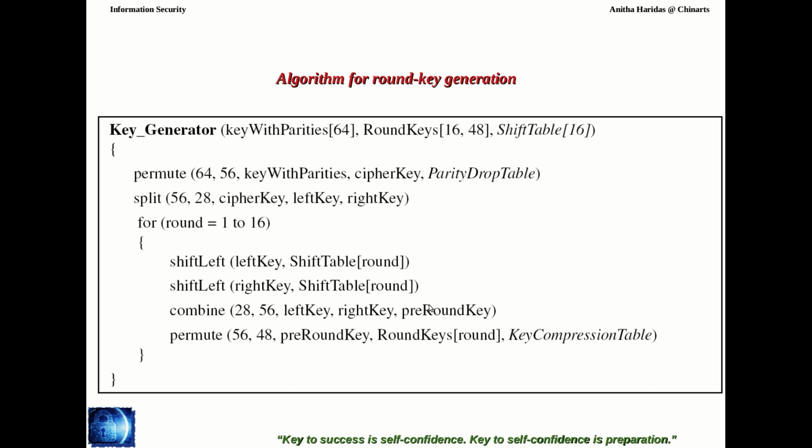Then it has to go to the compression P box, so again I go for the permute operation. In the permute operation, I use the key compression table, and here the 56-bit pre-round key will be converted into the round key, which is 48 bits in size. So round key 1 will be the key for the first round, round key 2 will be the key for the second round, and so on, right? This is what we do in the key generator.